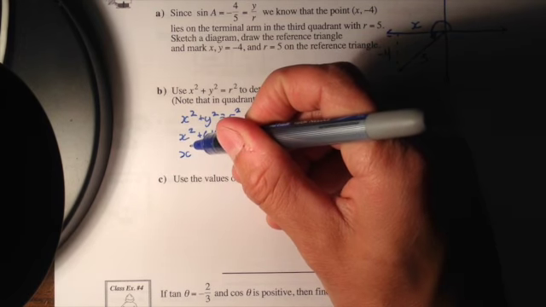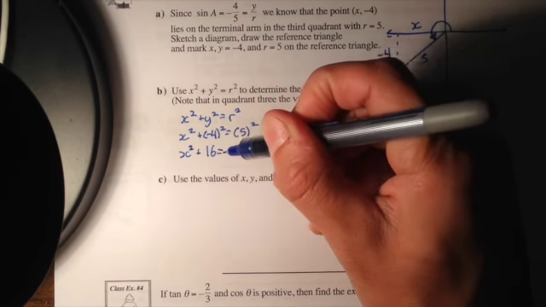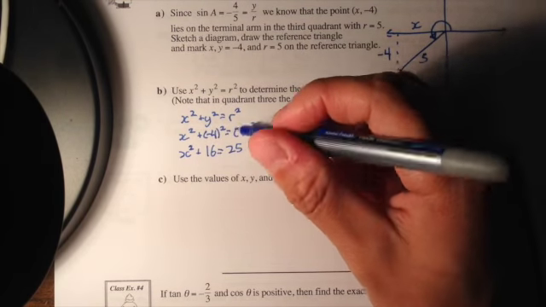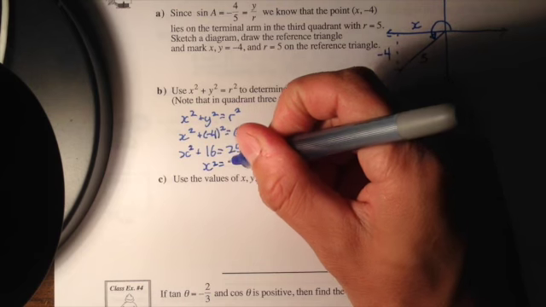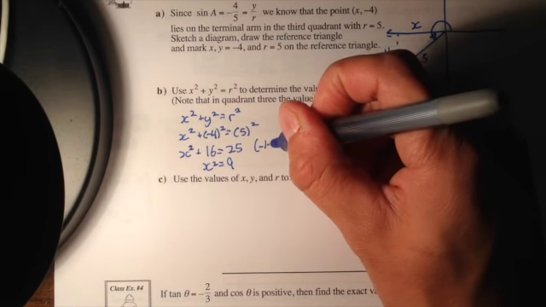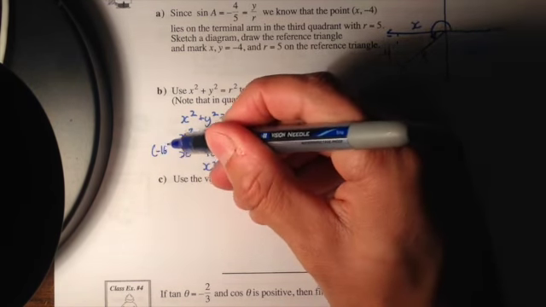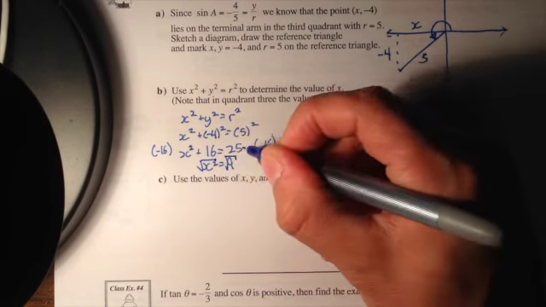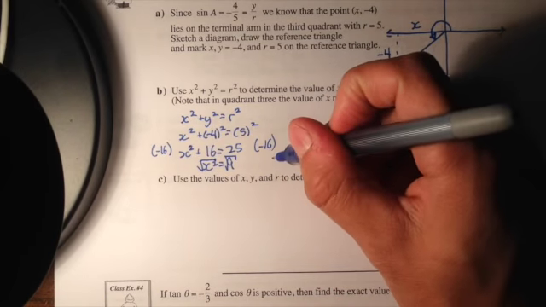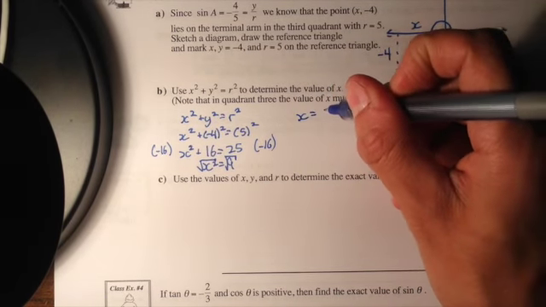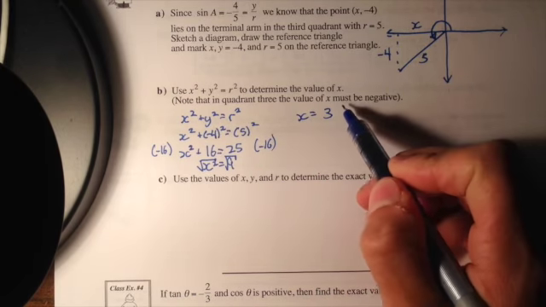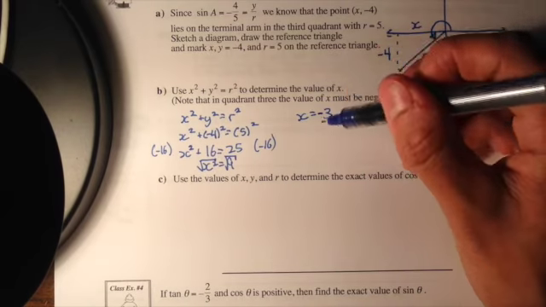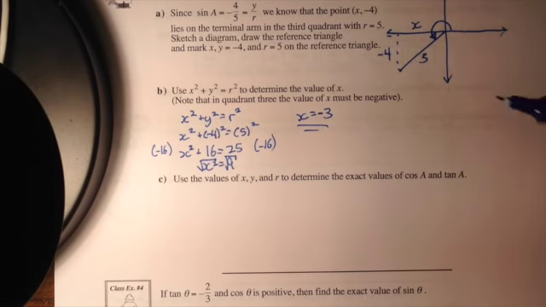Next thing we can do is just solve this out. X squared plus 16 is equal to 25. If I rearrange my equation, I'll have x squared equal to 9 since I subtracted 16 from both sides. I'm left with 9. And that gives me x squared, so I need to take the square root of x squared, which would leave me with x, and x is equal to 3. But remember, in quadrant 3, the value of x must be negative, so I know that I'm going to have negative 3. And that will be my final answer.